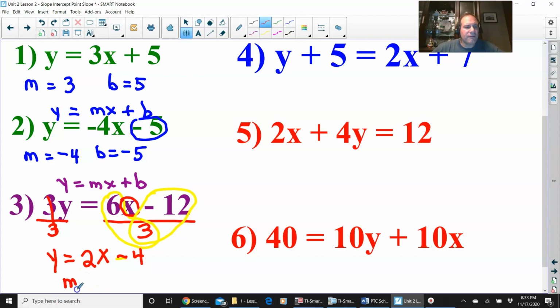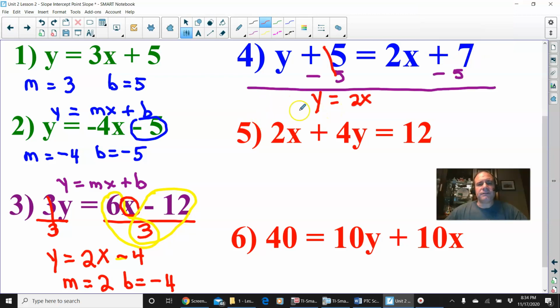So now you have y equals mx plus b. What is the slope? The number that is next to the x is the slope. That is 2. The other number is -4. So that is the y-intercept. Please go ahead and try number 4. Press pause now.